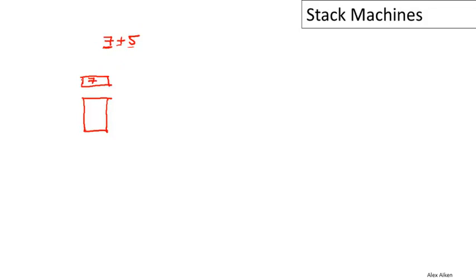So that's the first step after evaluating 7. And now, because that's the first argument to plus, it has to get pushed onto the stack, the portion of the stack in main memory. So now we have a situation that looks like this.